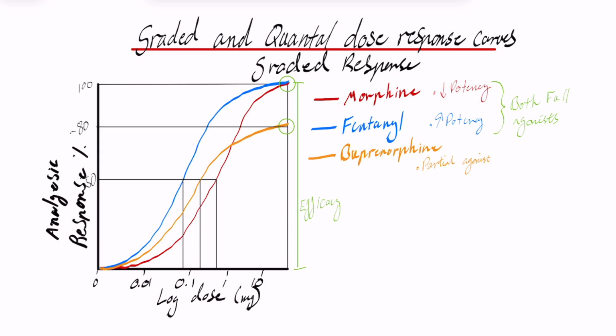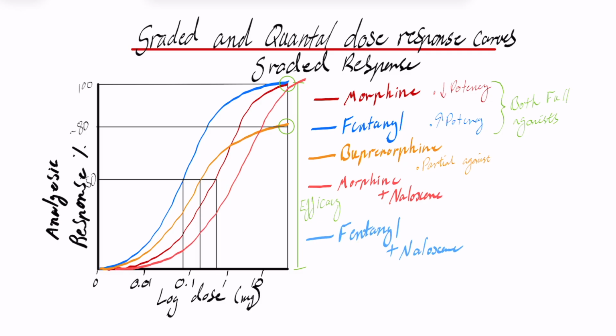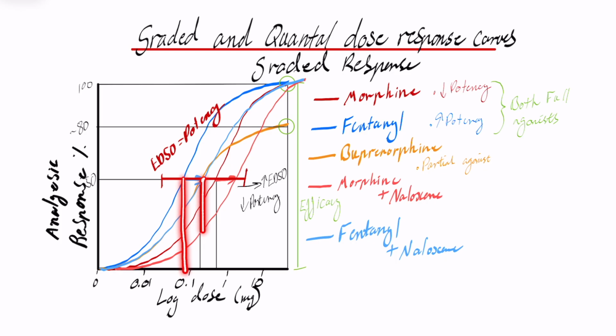Then the other concept that they may throw into a question like this is how would naloxone affect your full agonist? So naloxone is a competitive antagonist, so it will shift the fentanyl and the morphine curve to the right, therefore increasing their ED50s, which decreases their potency. But because it's a competitive antagonist, meaning it shares the same receptor binding site, its effects can be overcome by increasing the dose, so the efficacy is unchanged. They both still reach 100%.